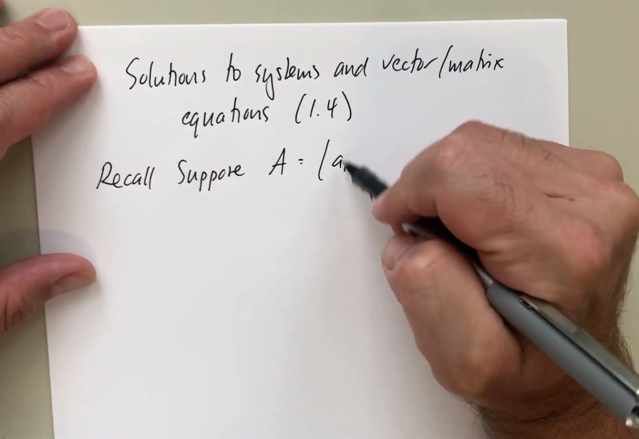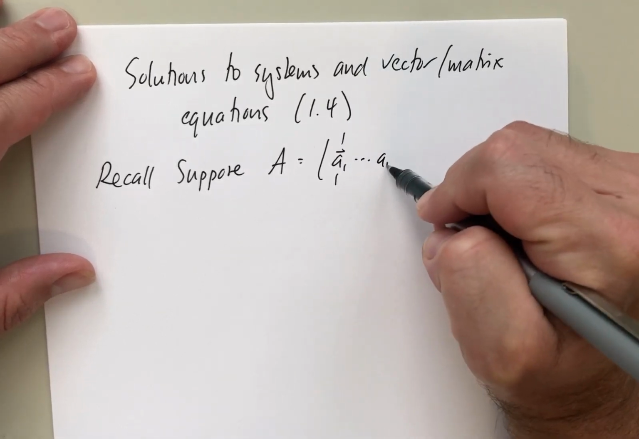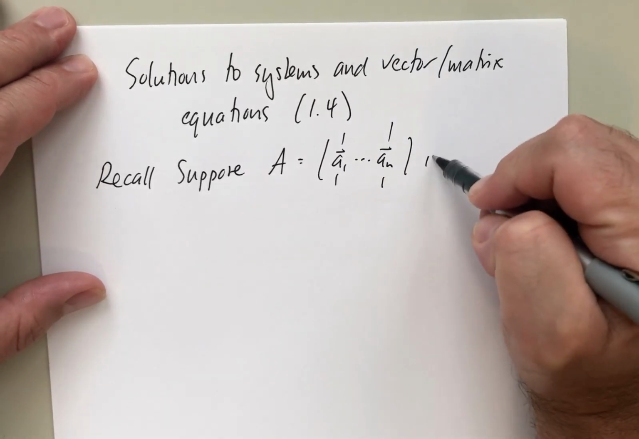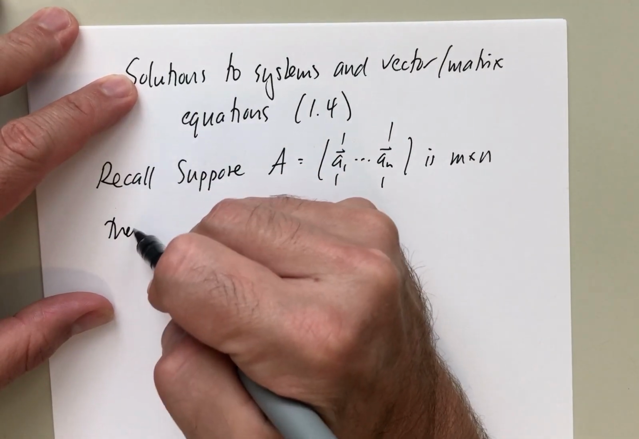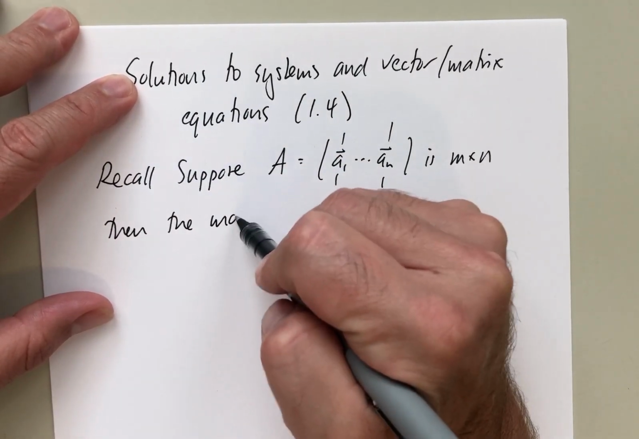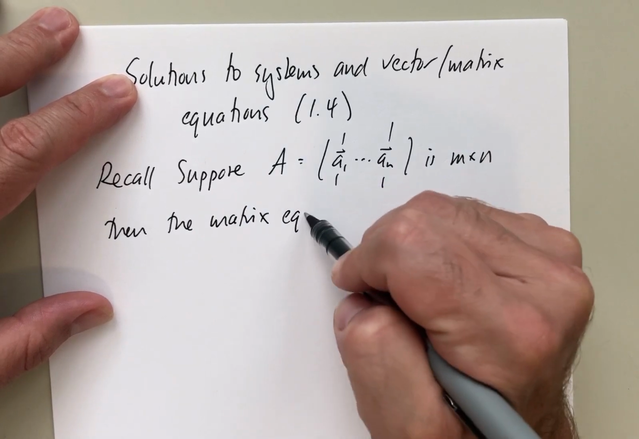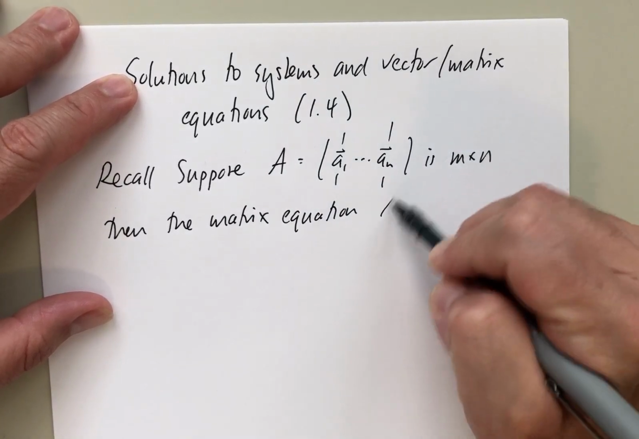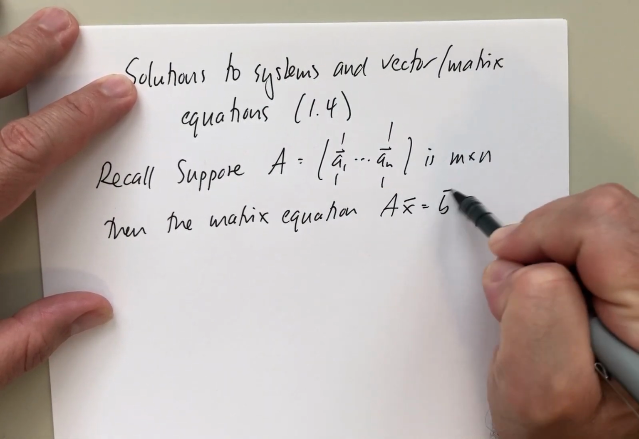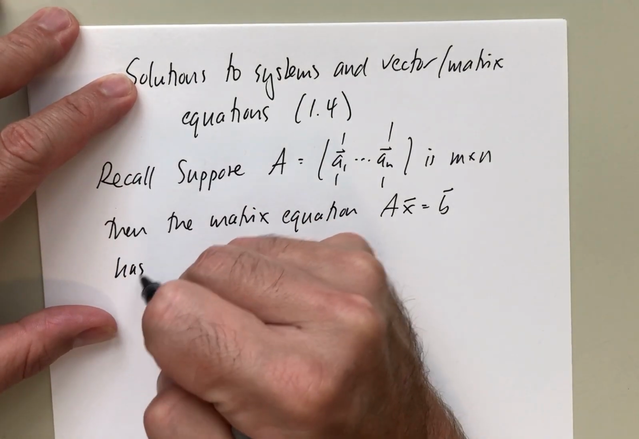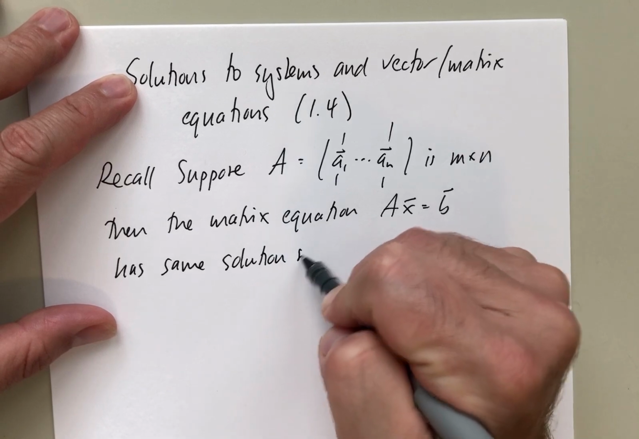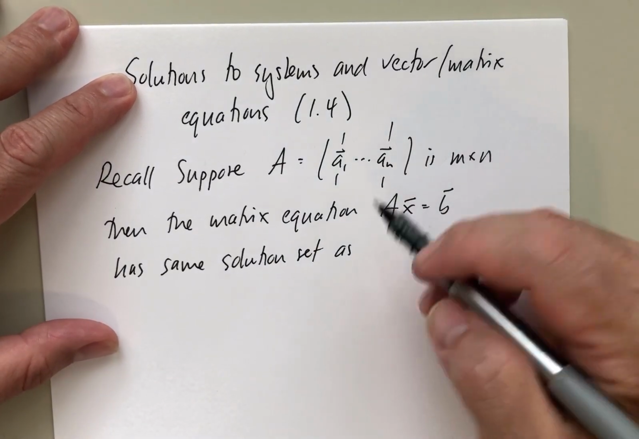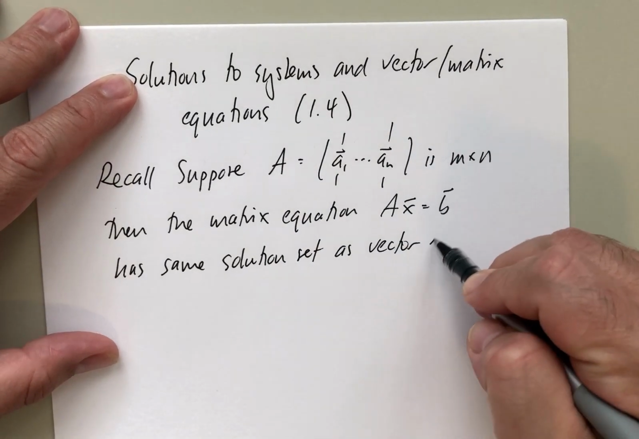A, and I want to write the columns as A1 through AN. Suppose this is an M by N matrix. Then the matrix equation AX equals B has the same solution set as the vector equation.